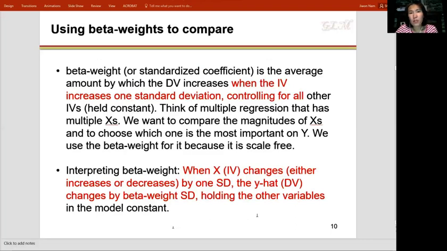Beta weight, or standardized coefficient, is the average amount by which the dependent variable increases when the independent variable increases one standard deviation, controlling for all other x variables. Do you remember the concept of the slope, just the raw slope, B1?